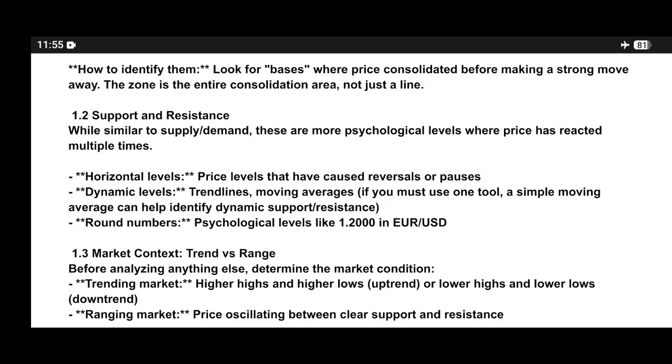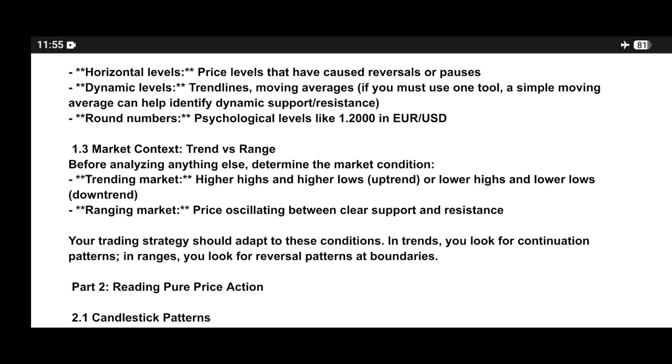Then let's continue. We have the market context, which is trend versus range. Before analyzing anything else, determine the market condition. A trending market is where the price is moving in a series of higher highs and higher lows, which is the uptrend, or lower highs and lower lows, which is the downtrend. Then a ranging market is where price is oscillating between clear support and resistance.